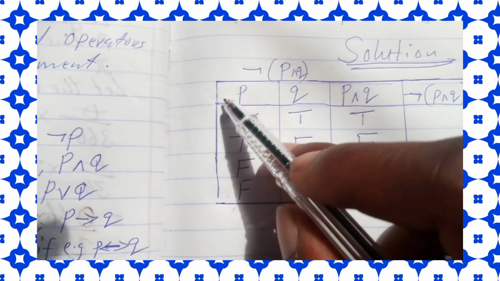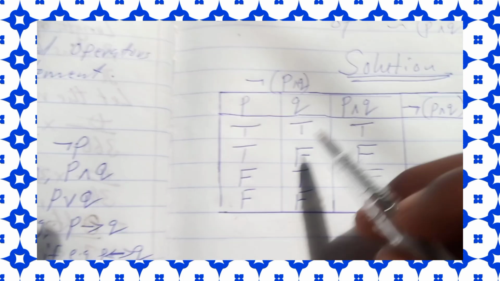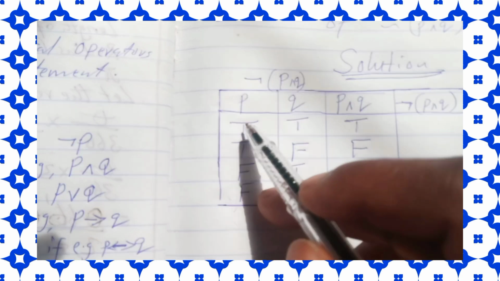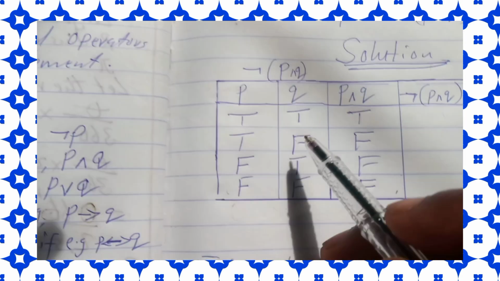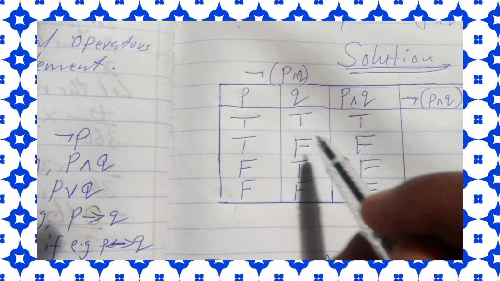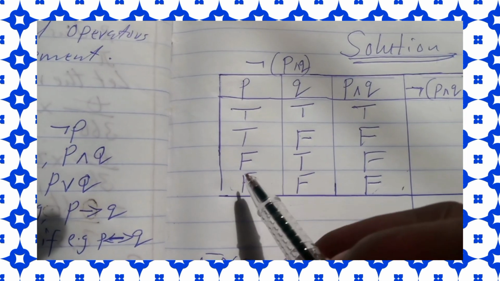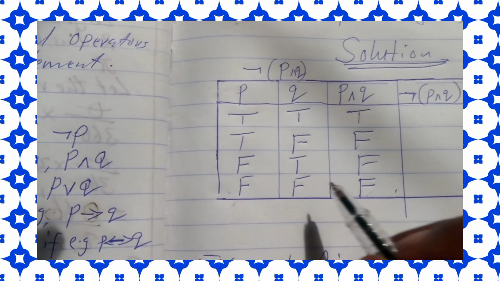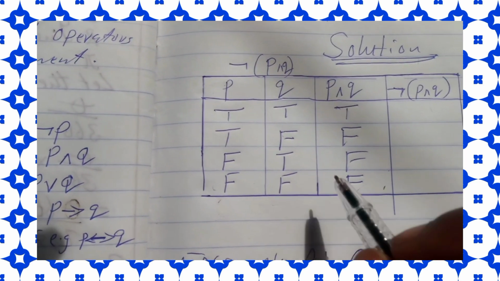P and Q simply means that the two things in consideration, P and Q, must both be true before it can be true here. So this one true, true becomes true. This one true, false becomes false, because they are not both true in each row. This one false, true becomes false for the same reason. And this one false, false becomes false because they are not both true in each row.